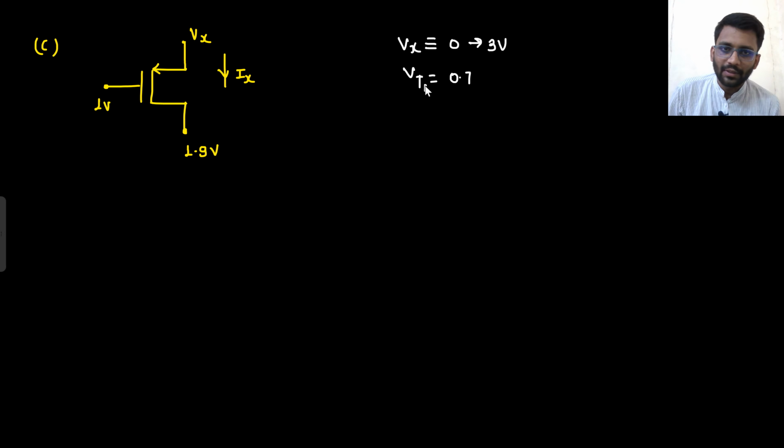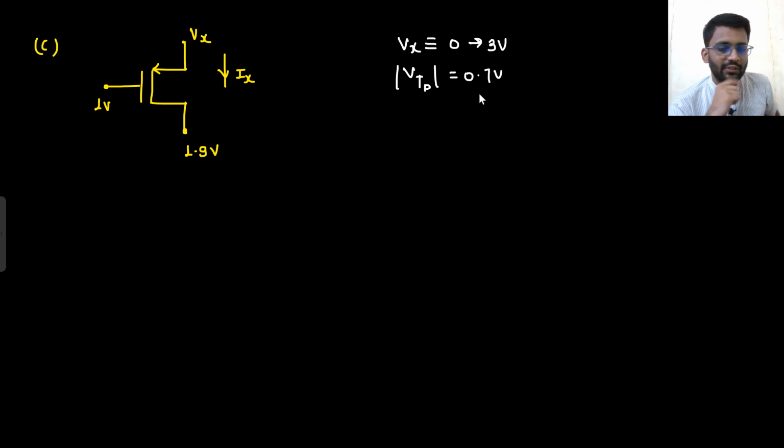Here it will be Vtp, because this is PMOS. You can directly see the arrow is inward. If the arrow is inward, that would be PMOS. This is 0.7 volt. Everything is crystal clear. Now you have to draw Vx versus Ix.